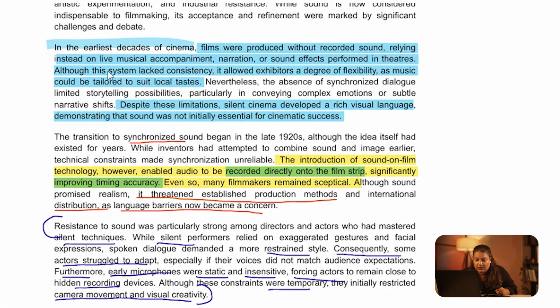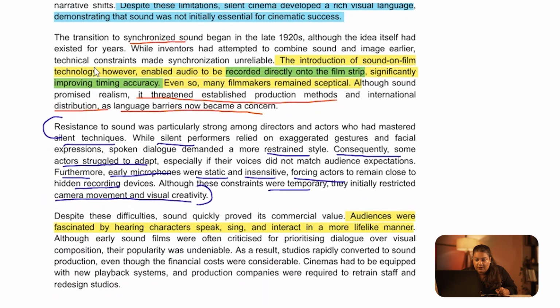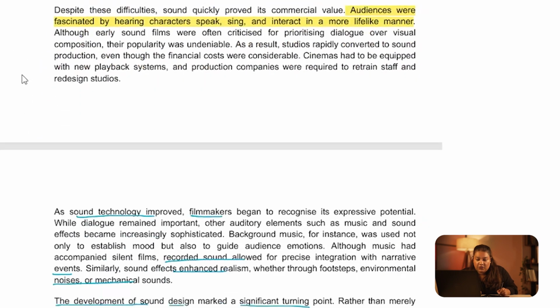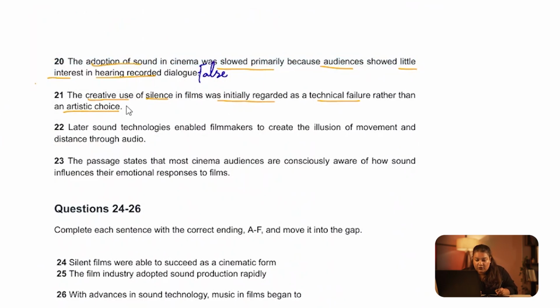So we do have sound, and it relied on this flexibility, synchronized dialogue, limited possibilities, conveying emotion, subtle narrative shift. Inventors combined sound and image earlier. Okay, although sound promised realism, it does not talk about it. There is no information regarding it being a technical failure instead of an artistic choice. We do not have any information on this when we skimmed two paragraphs. So I'm going to go with not given.